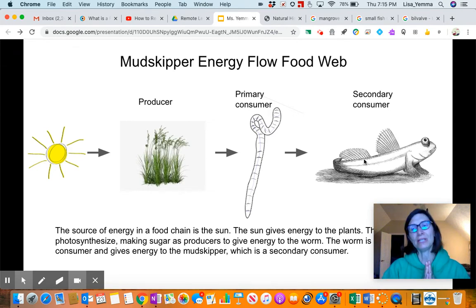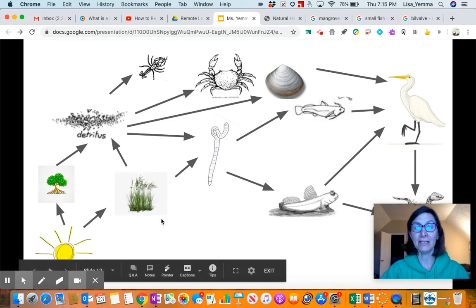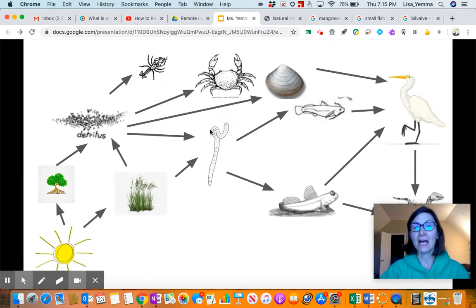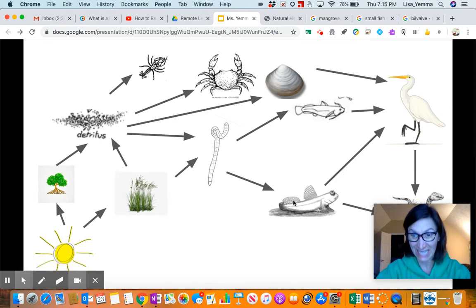But I had a hard time doing that and I wasn't really comfortable with everything that it showed. So then I decided to take these 4 images and put them into my food web where I copied and pasted the sun, I copied and pasted the grass, I copied and pasted the worm, and I copied and pasted the mud skipper. And then I said, well, dang, what other organisms are going to be in the ecosystem?